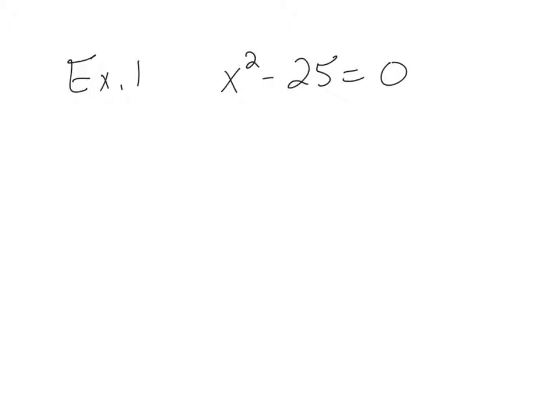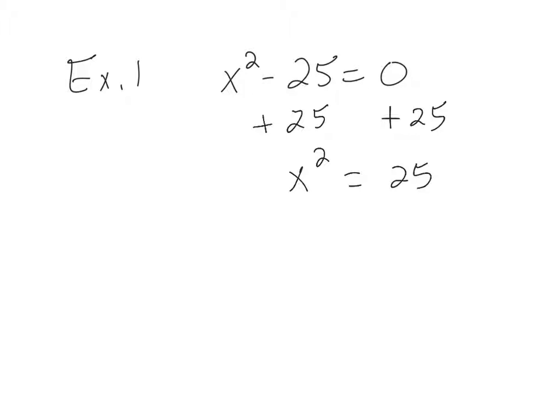All right, here's an example of actually solving one of these. So the first step was to get the term with the exponent of 2 by itself. So we want to get x squared here by itself. To do that, we're going to have to get rid of the minus 25. We do that by doing the opposite, so we're going to add 25. X squared equals 25.